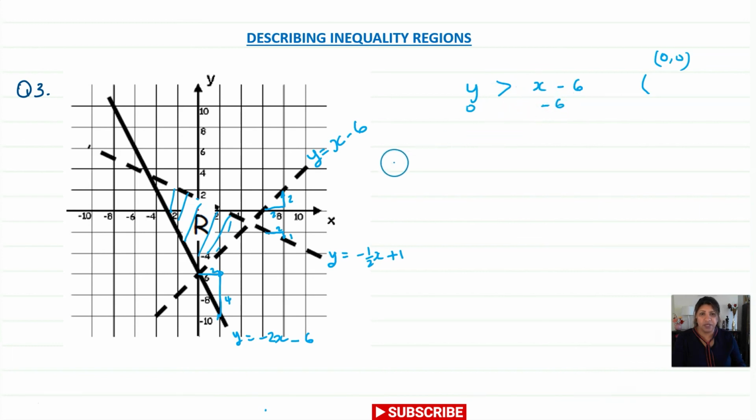Which one is bigger? Well, 0 is bigger, so this is going to be y greater than x minus 6. So if we take this line, do we need the equal bit? No, we don't, because it's a dashed line. So that is the answer for that one.